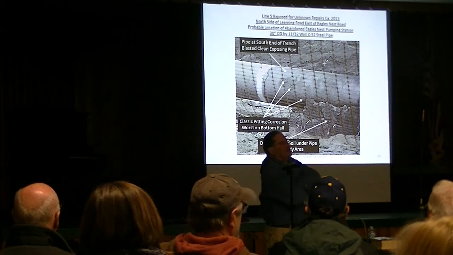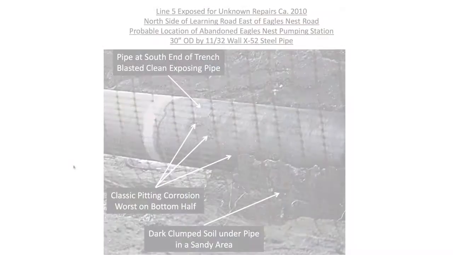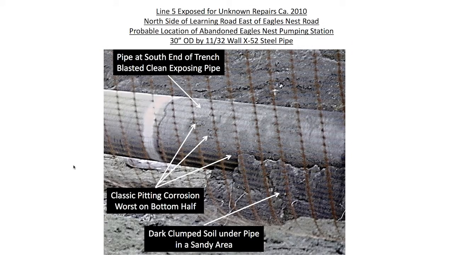Now you got something special here. You're the second group of people to see this. After I gave one of my talks, a person came out of the woodwork and said, hey, I've got some pictures of Line 5 that we're taking. Oh, really? Pictures? We like pictures. This is where they dug up Line 5 near a place called Learning Road off Eagle's Nest Road. There used to be a pumping station there.